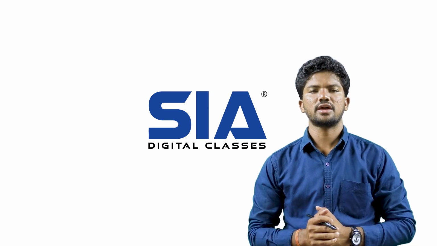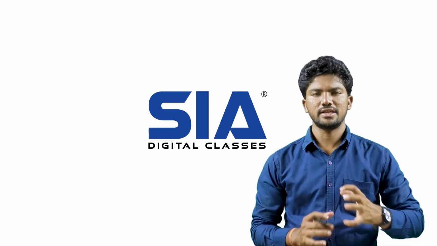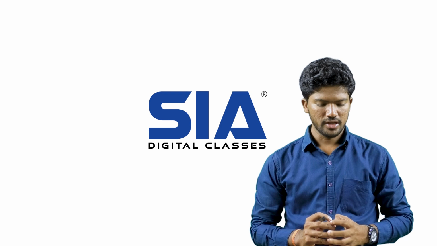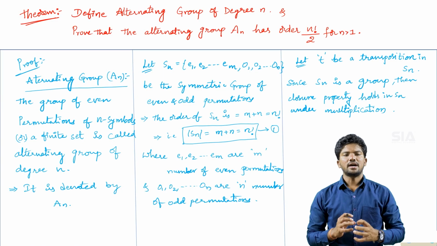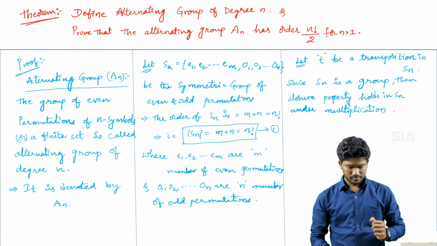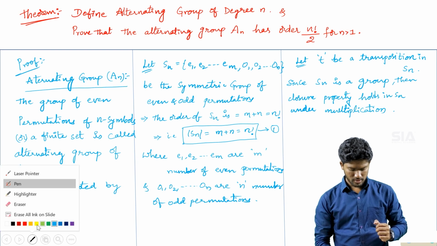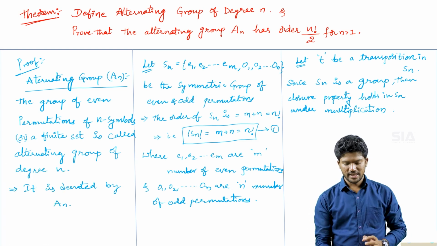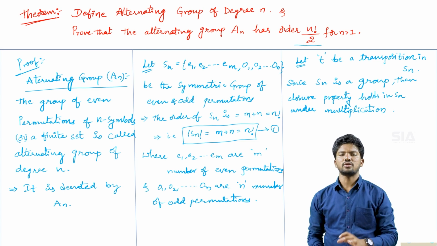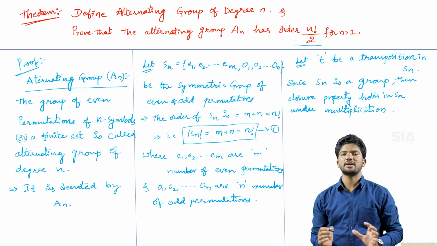In this lecture, we are going to discuss one of the important theorems from permutations. So let's see the statement of the theorem first of all. Define alternating group of degree n. Prove that an alternating group A suffix n has order n factorial by 2 for n value greater than 1.